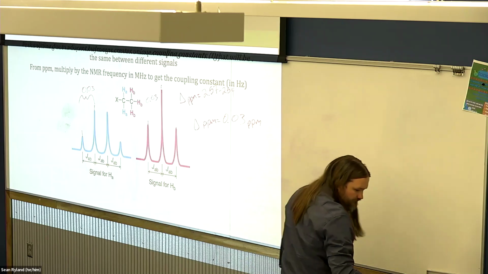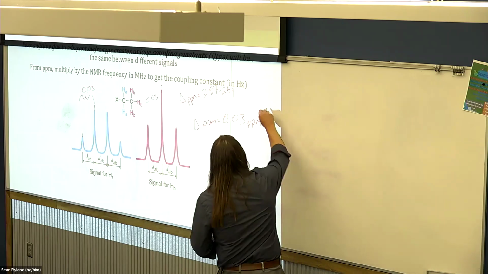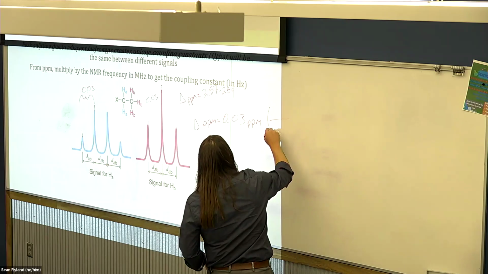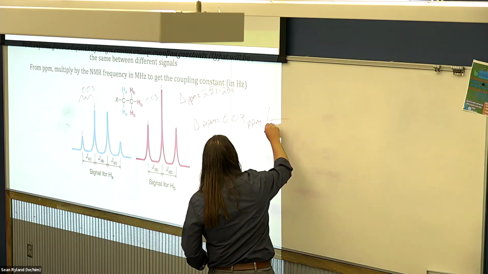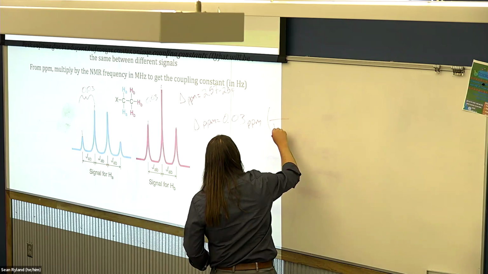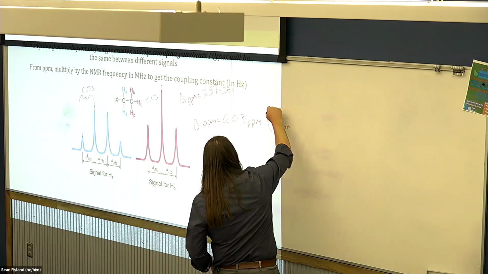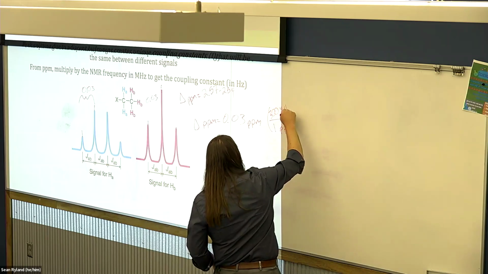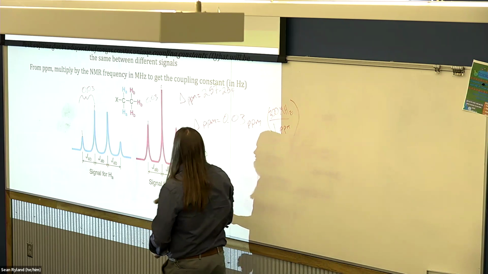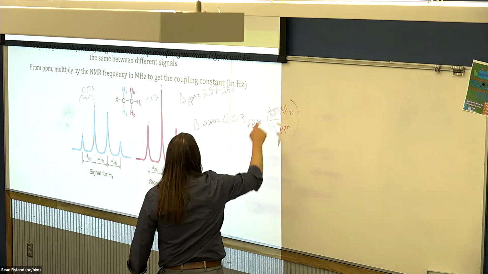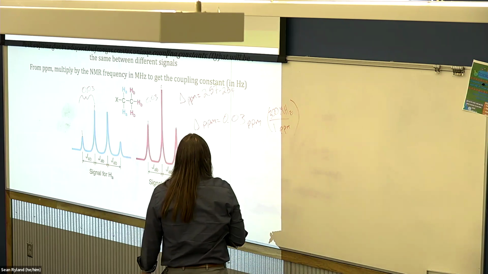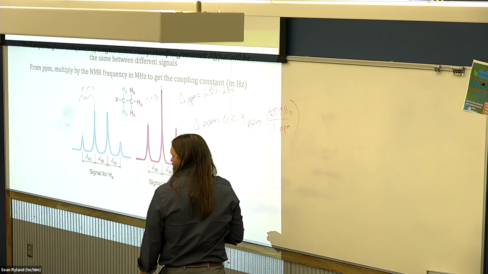So if you say, okay, for 1 ppm is 1 megahertz, basically, that's what the conversion looks like. If we measured this at 300 megahertz, then 0.03 times 300 is going to give you something like 9, right?